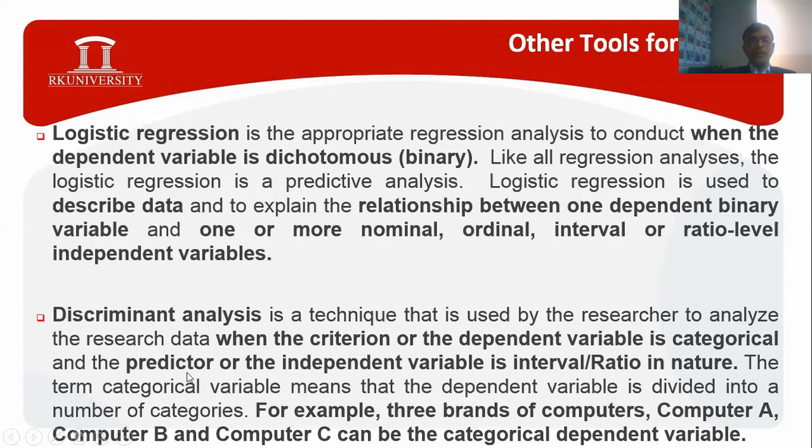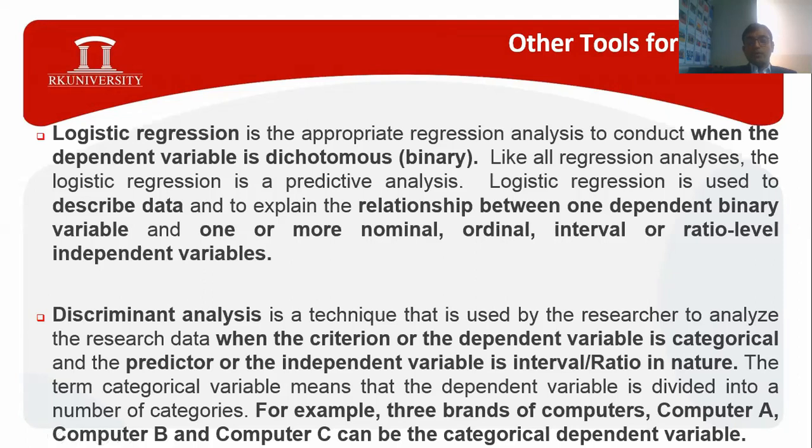Right? Whereas the predictor or independent variable can be interval or ratio in nature. For example, if we want to predict, on the basis of certain independent variables, which brand a customer is going to purchase, whether he or she will purchase brand A, brand B, brand C, or brand D, which are categorical in nature. So we want to predict which brand the consumer is going to purchase. Here the dependent variable is categorical data. So in that case, we can use discriminant analysis.